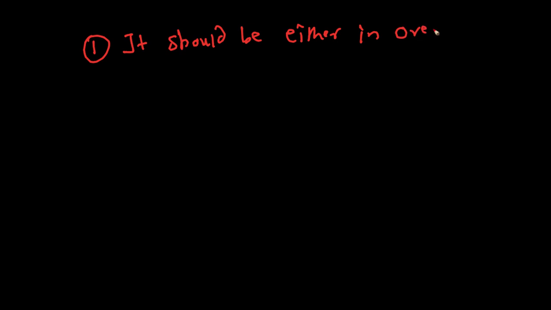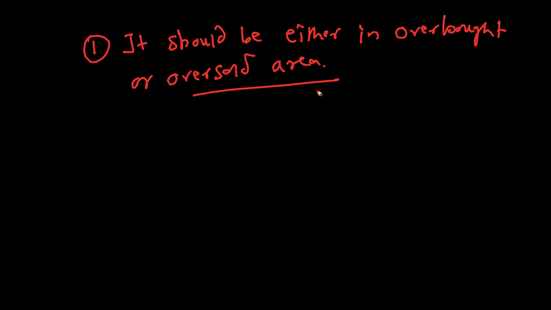In order to trade the stochastic oscillator, first it should be either in overbought or oversold area, right? That is the first condition.